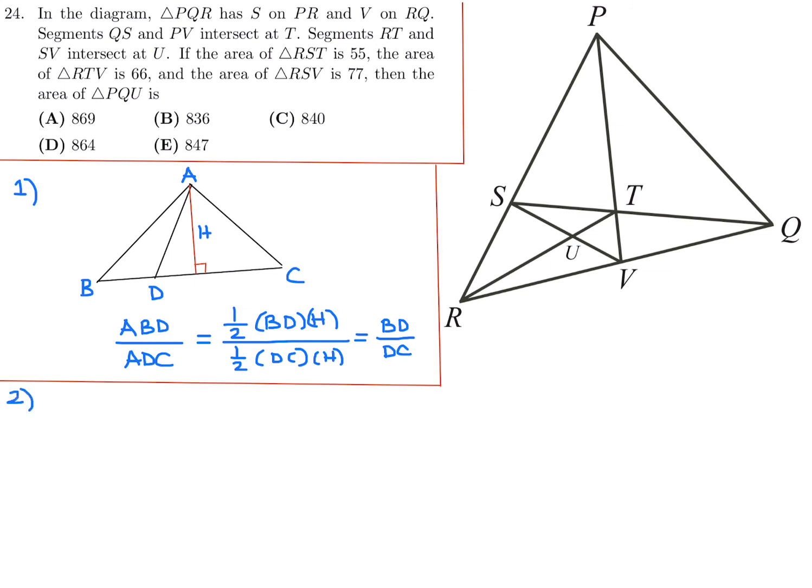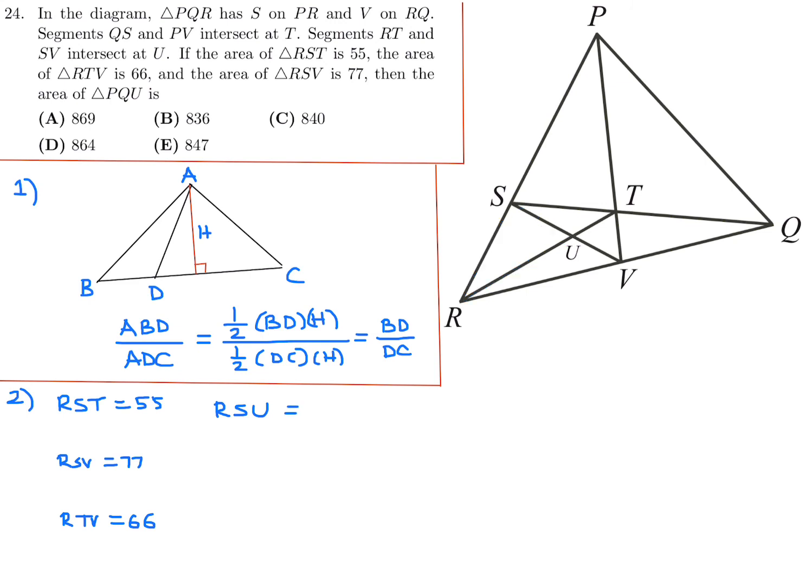Now we get to part 2. In part 2, we're going to start talking about the triangles that they mention in the question. They mention RST, they say is 55. They also mention RSV, which is 77, and they mention RTV, which they say is 66. Okay? Well, let's say that we have to compare these triangles. So this is what we're going to do. First, we're going to look at RSU, and RSU is this triangle right here.